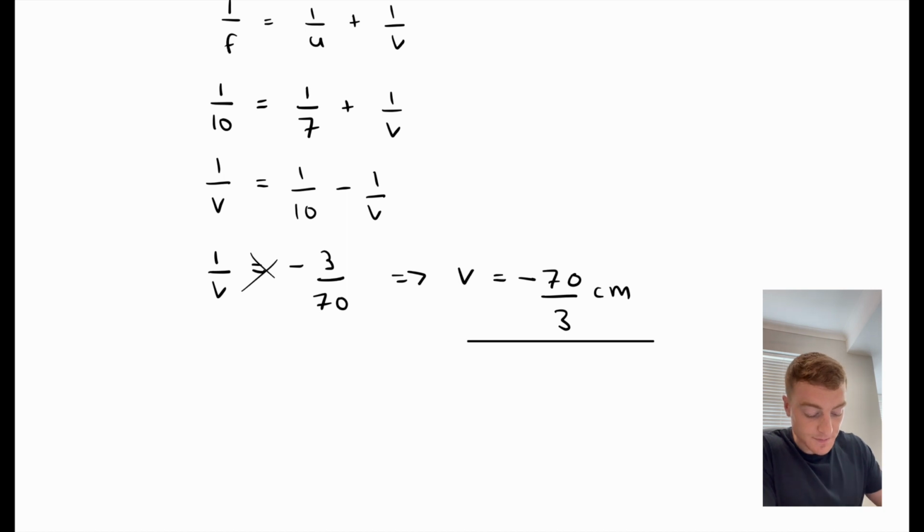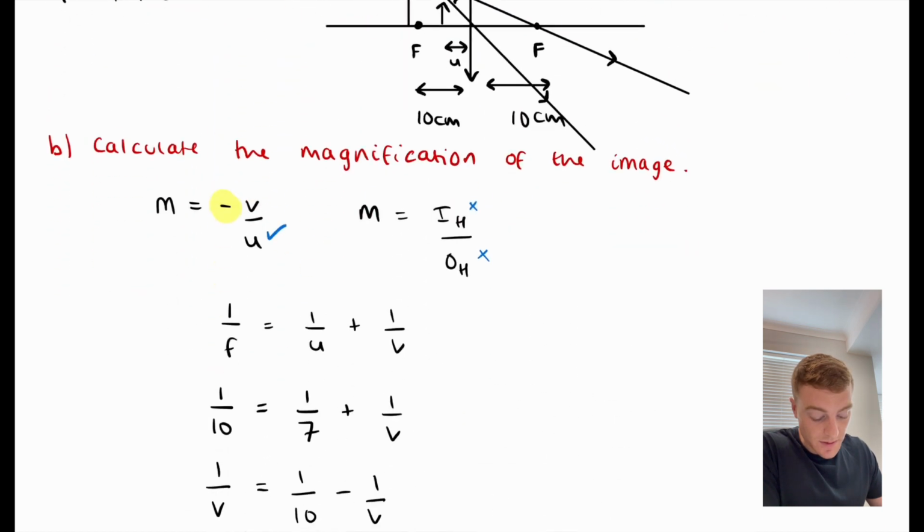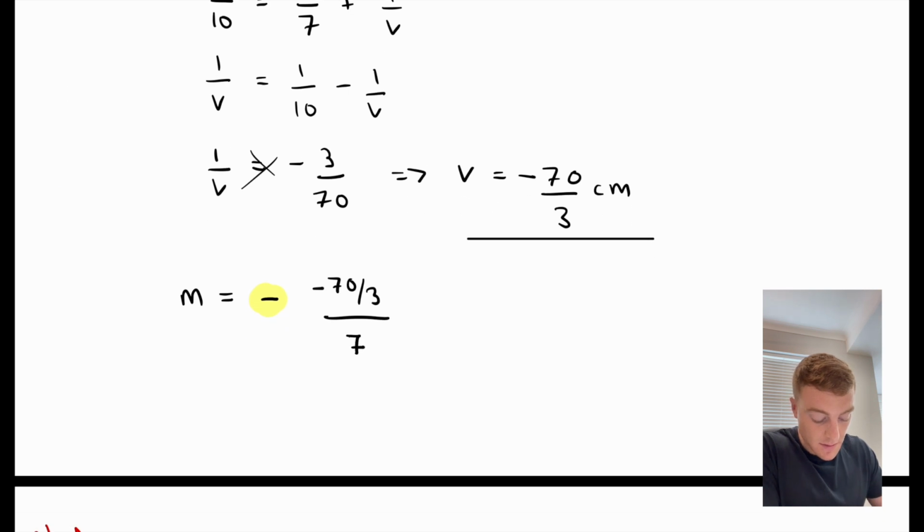Okay, that makes sense. So again, let's substitute that into our magnification formula. M is equal to minus, let's not forget the negative, minus 70 over 3 divided by my U, which was 7 centimeters. So I can divide by 7, cancel my negatives, and I actually get that magnification is equal to 10/3, and it's positive. And that'll be my final answer.